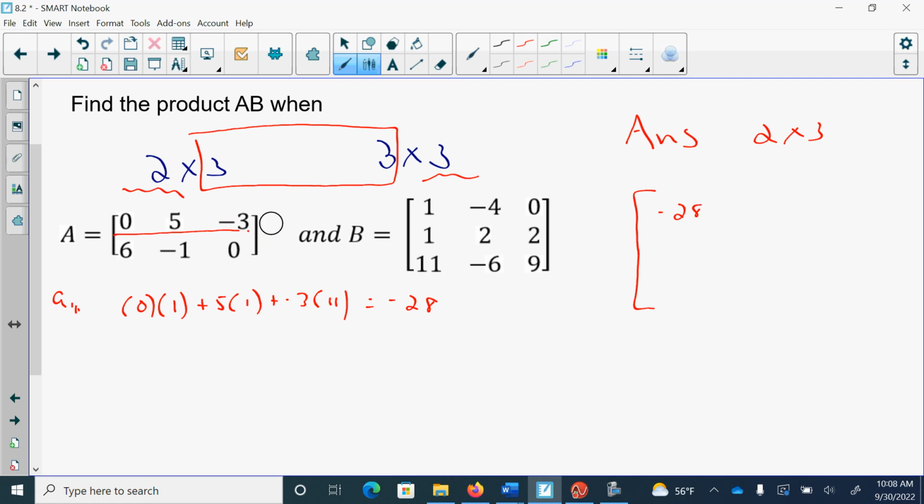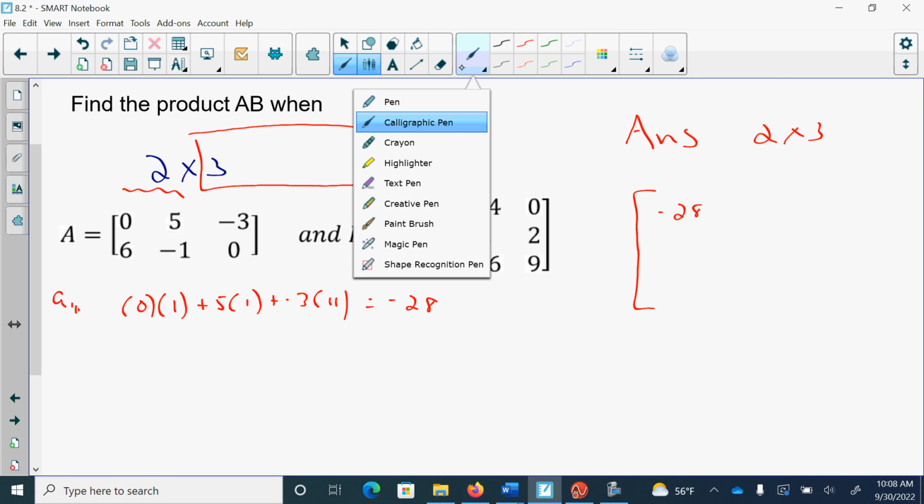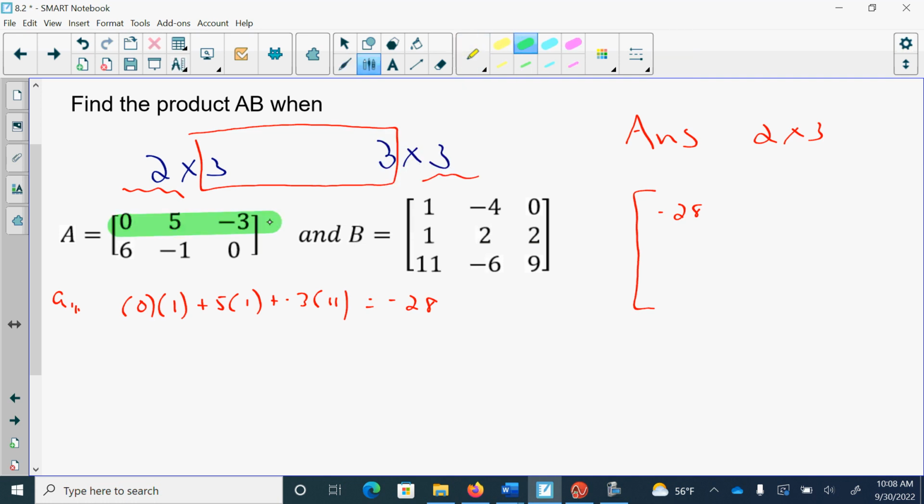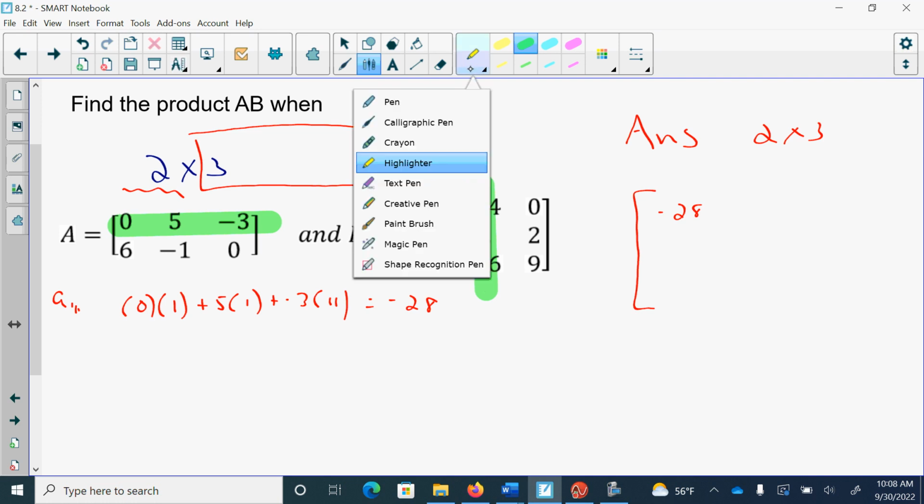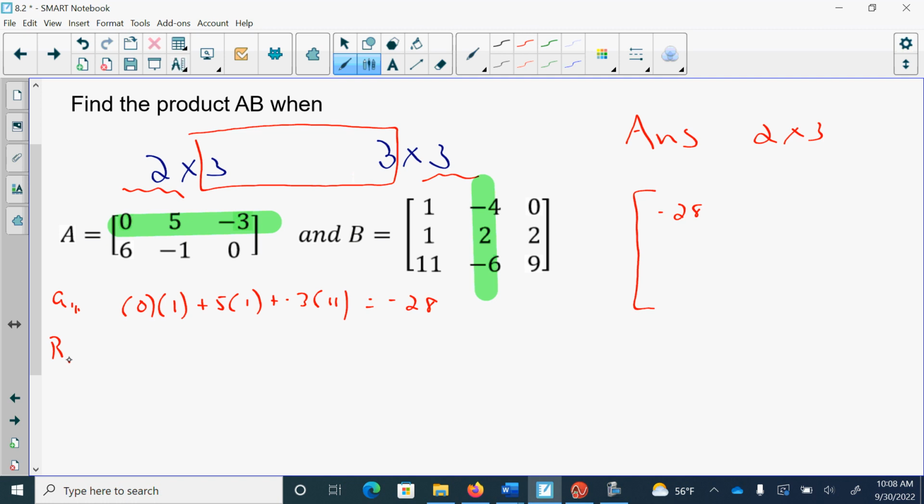I'm going to highlight now. I like highlighting better. So I'm still sticking with row 1, but now I'm going to do column 2. So that's 0 times -4 plus 5 times 2. And see how I'm writing all this beautiful work? On a test or a quiz, guess what I want to see? All this beautiful work, absolutely. So that's 18, that's 10, 28, I think.